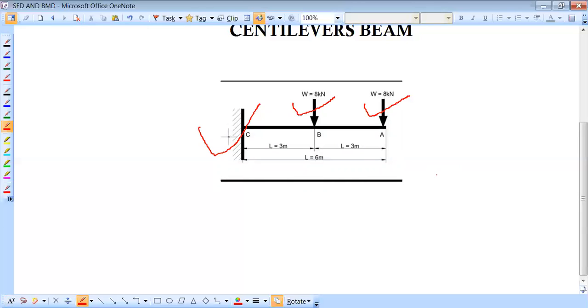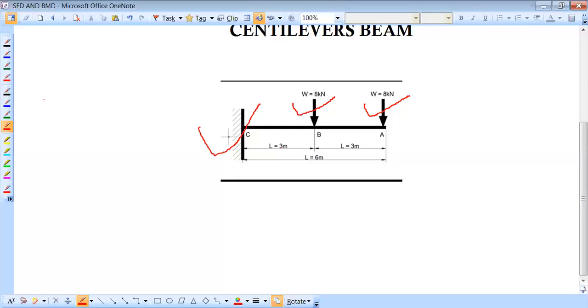In this type of beam there is no need to find the reactions, because there is no support. Just find how much shear force is acting from point to point, and how much bending moment is acting from point to point, then draw the SFD and BMD. It is an easy way. So let's see, you can easily understand how to draw the SFD and BMD in this kind of beam.